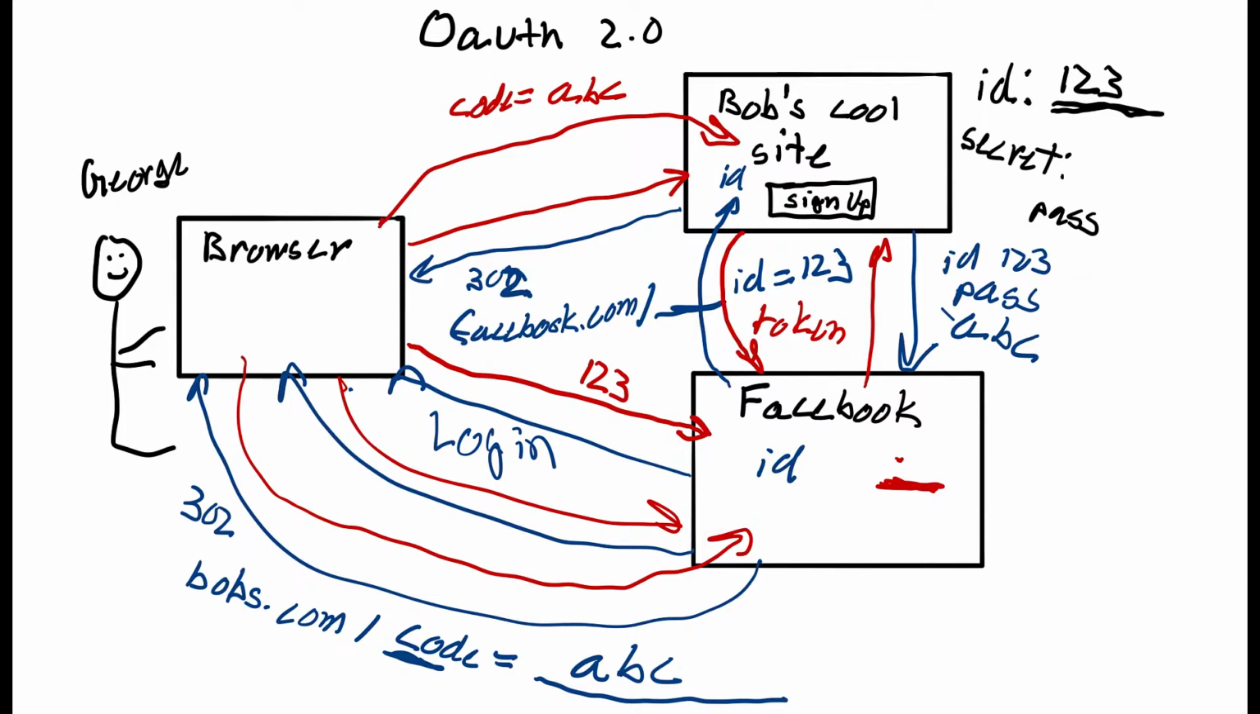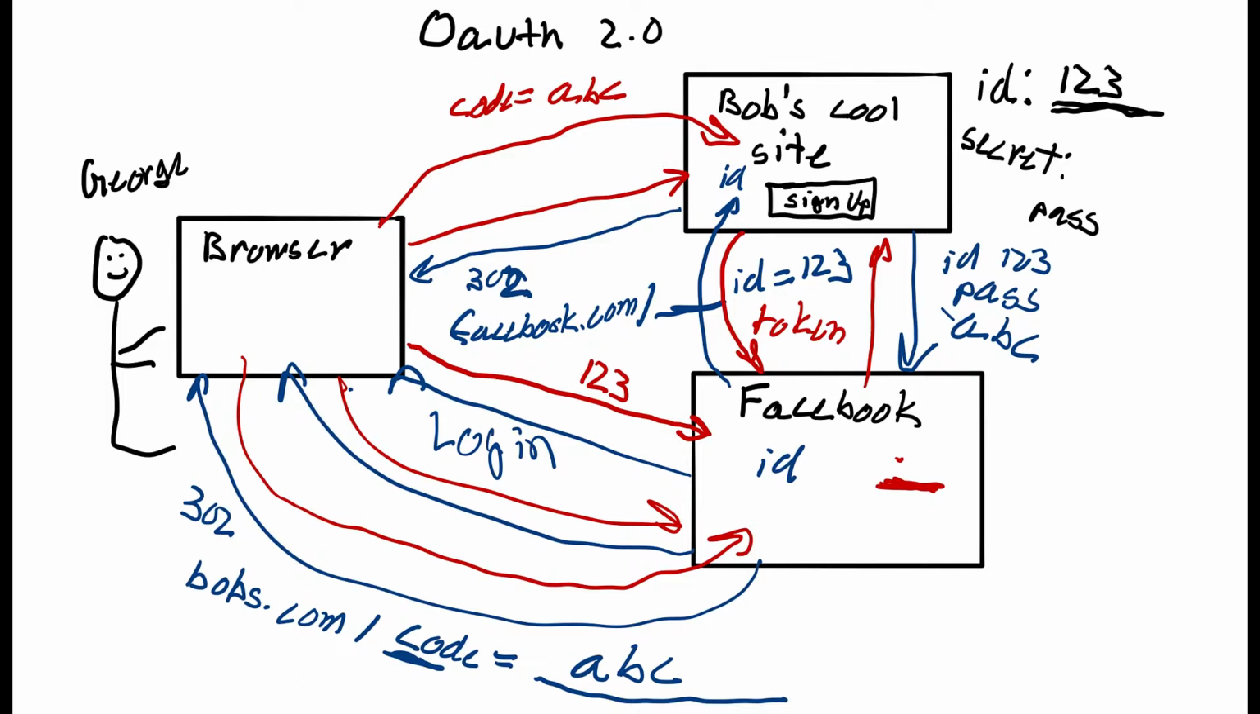Now, Bob's cool site can take that ID. He can also take the token and the ID. He can save that in the database as a new user and create the new user and say, this new user has a Facebook ID of this. Now, he'll go ahead and create an account for George, and George will be logged in.